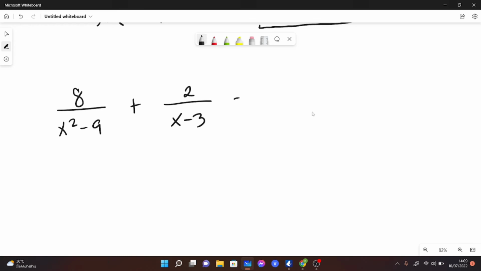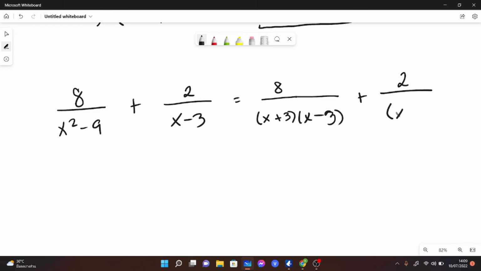We can factor this x squared minus 9. We have 8 over x plus 3 times quantity x minus 3, plus 2 over x minus 3. We have x minus 3 here and x plus 3 here. So all we need to do is to multiply the second term by x plus 3 over x plus 3.